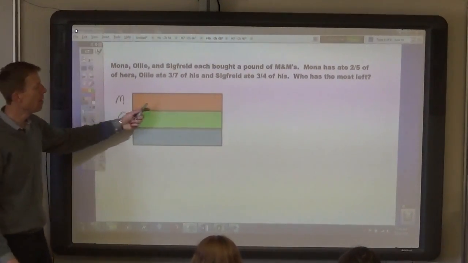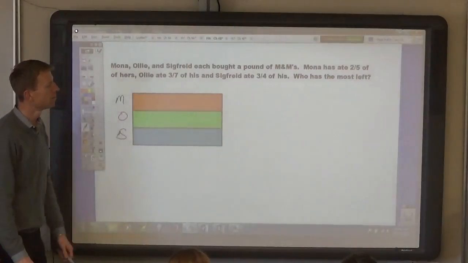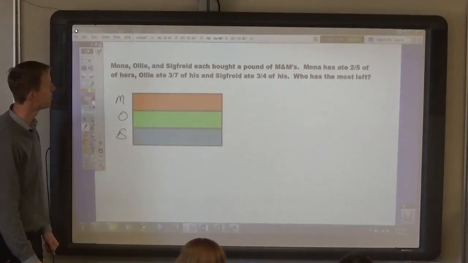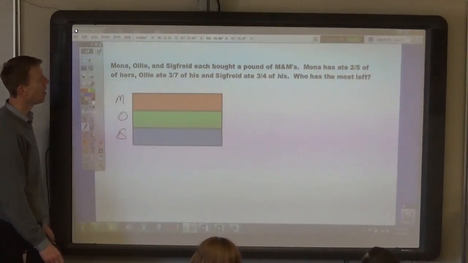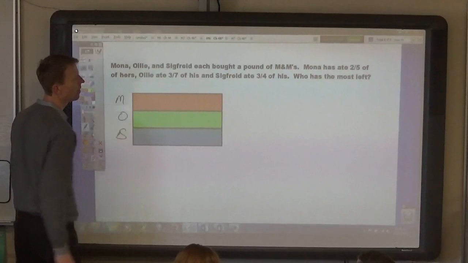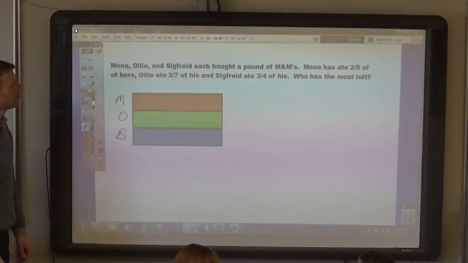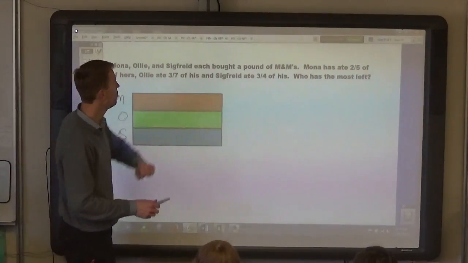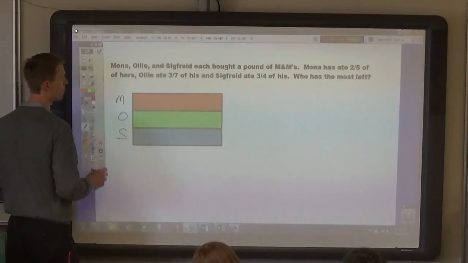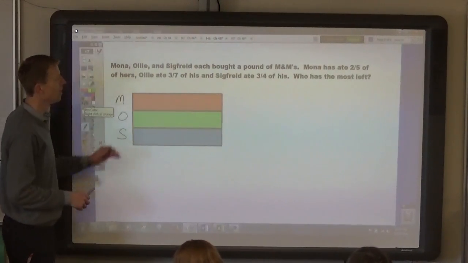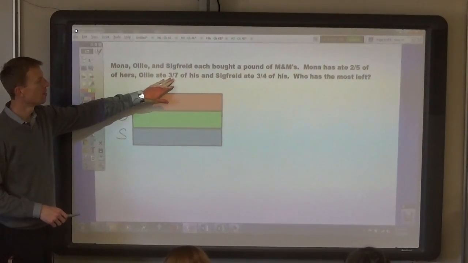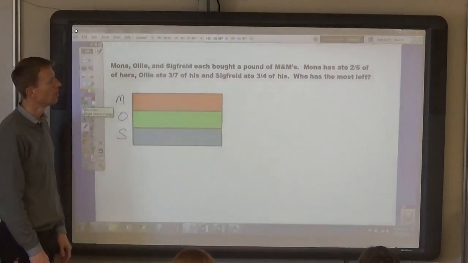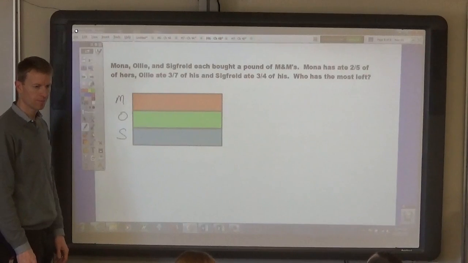Each bought a pound of M&Ms, so each one of these is a pound, right? Mona ate 2/5 of hers. Ollie ate 3/7 of his, and Siegfried ate 3/4. Who has the most left?